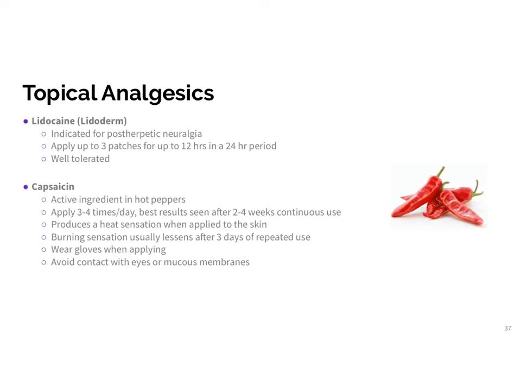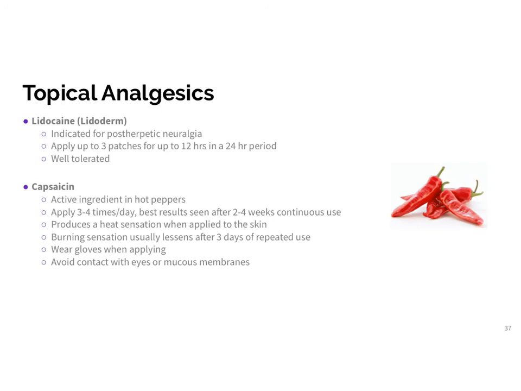Lidocaine or Lidoderm has a dosage form that comes in patches, transdermal patches. They're very well tolerated, indicated for post-herpetic neuralgia, but could be used for any number of neuropathic type pains. And they're applied for up to 12 hours in a 24-hour period. The patient can apply several different patches, up to 3 different patches at one time.